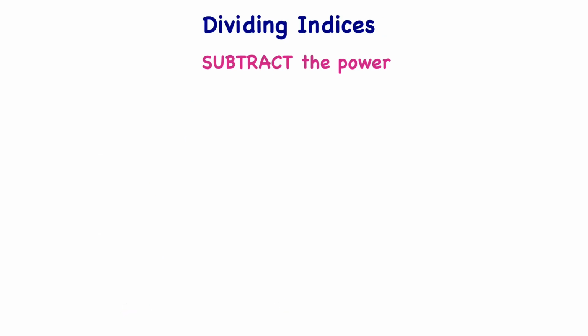Our next rule is dividing indices, and you subtract the powers. It looks like this. You have x to the power of a divided by x to the power of b, you subtract the powers, so it's a minus b. Let's have a look at an example. You have a to the power of 5 divided by a to the power of 2, which gives you 5 minus 2, which is a to the power of 3.